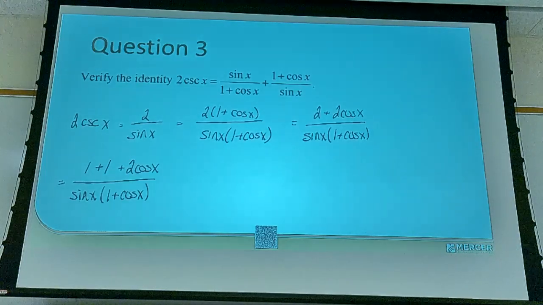I have a 1 plus 2 cosine of x. Almost at a perfect square. Cosine squared plus 2 cosine of x plus 1 would be 1 plus cosine of x all squared. Rewrite one of those ones as sine squared plus cosine squared.